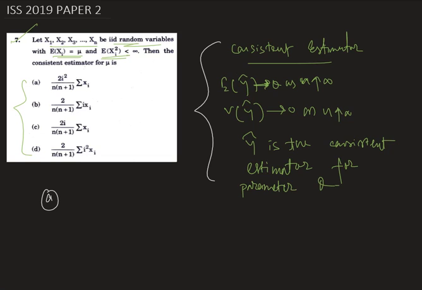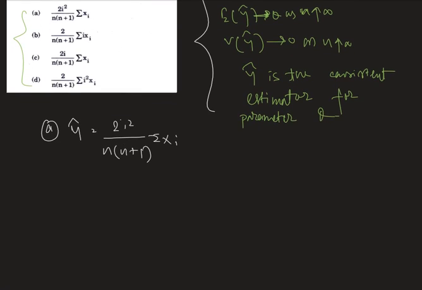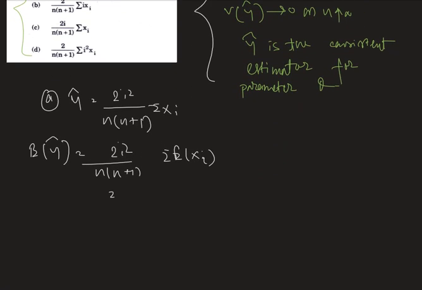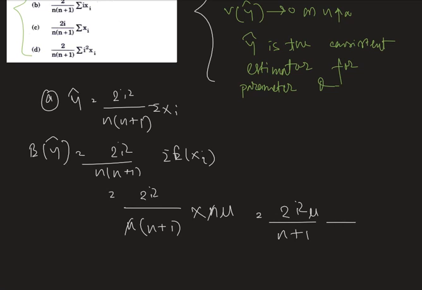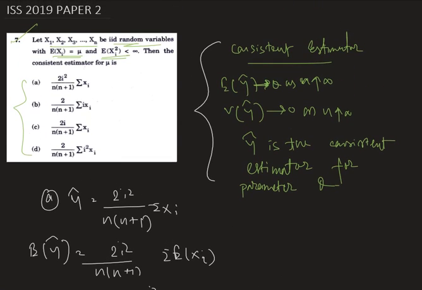So let's check. The option A is 2i square divided by n into n plus 1 sum over xi. Therefore expectation of the estimator is 2i square divided by n into n plus 1 sum over expectation of xi, where expectation of xi is mu, therefore 2i square divided by n into n plus 1 multiplied by n mu. N cancels out, we get 2i square mu divided by n plus 1. As n tends to infinity, this tends to 0. Therefore, the option A is not the correct option.